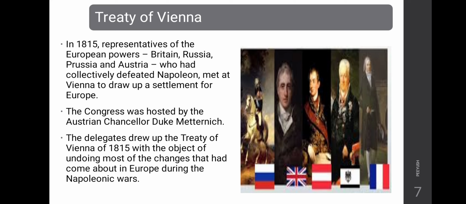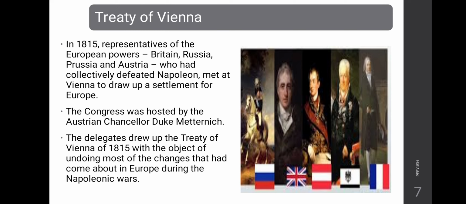Duke Metternich hosted, or headed, this Treaty of Vienna, and you can see the pictures here of the representatives. The delegates drew up the Treaty of Vienna of 1815 with the object of undoing the changes that had come about in Europe during the Napoleonic Wars. So very simply, Napoleon changed the geography of Europe because he wanted to be the conqueror of Europe, and with his wars, the geography of Europe had been changed.